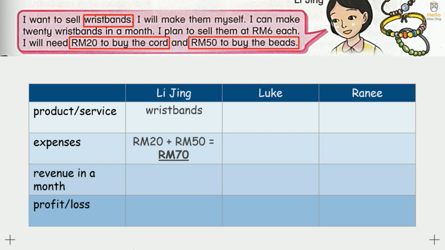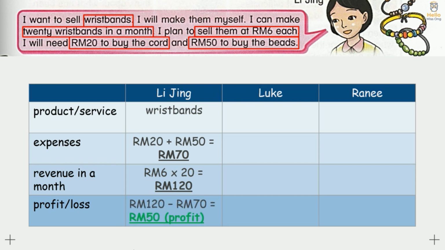What is her revenue in a month? She can make 20 wristbands in a month, and she plans to sell them at 6 ringgit each. So 6 ringgit times 20 equals 120. In order to get the profit, we have to use revenue to minus the expenses. So 120 ringgit minus 70 ringgit equals 50 ringgit. 50 ringgit is her profit.